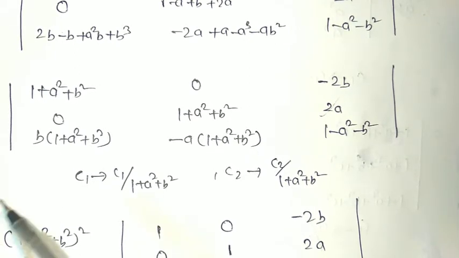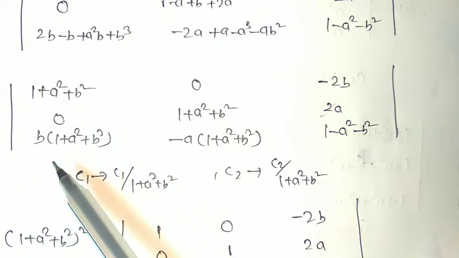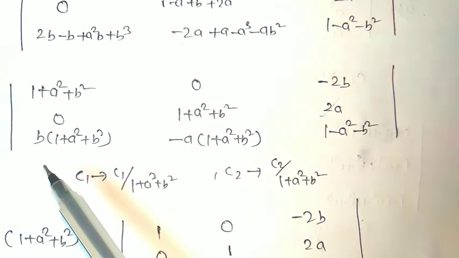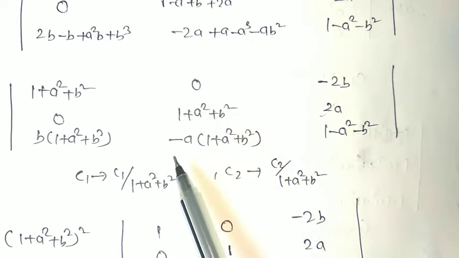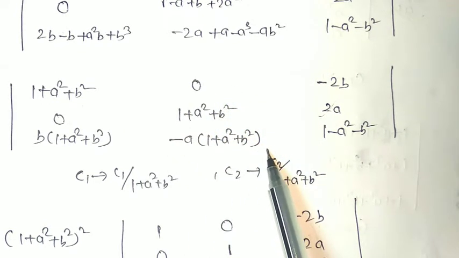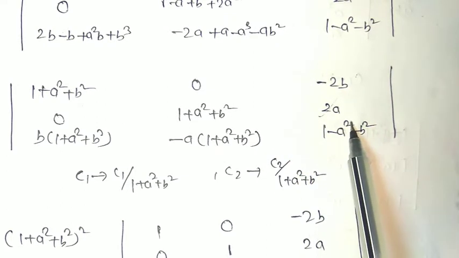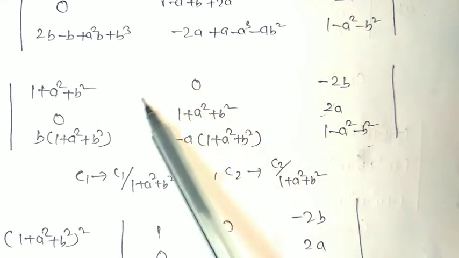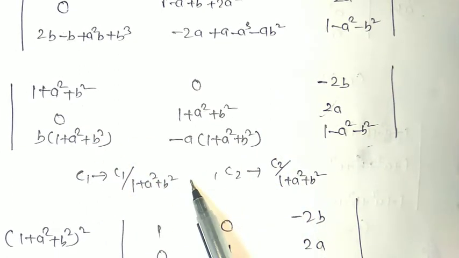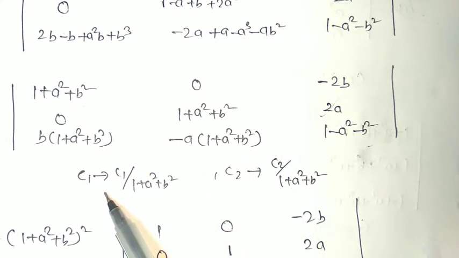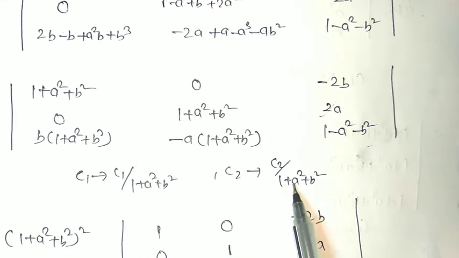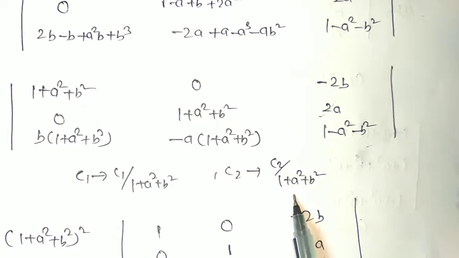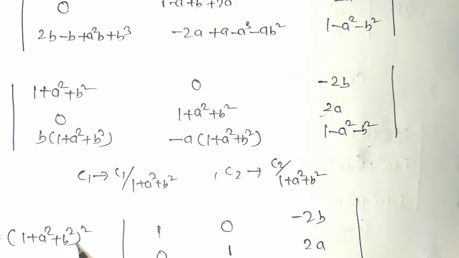Now we can see: 1 plus a square plus b square, 0, b into (1 plus a square plus b square); 0, 1 plus a square plus b square, minus a into (1 plus a square plus b square). Third column is minus 2b, 2a, 1 minus a square minus b square. From the first and second columns, we can take 1 plus a square plus b square common, so we apply c1 equals c1 upon (1 plus a square plus b square) and c2 equals c2 upon (1 plus a square plus b square). So it will make (1 plus a square plus b square) whole square outside the determinant.